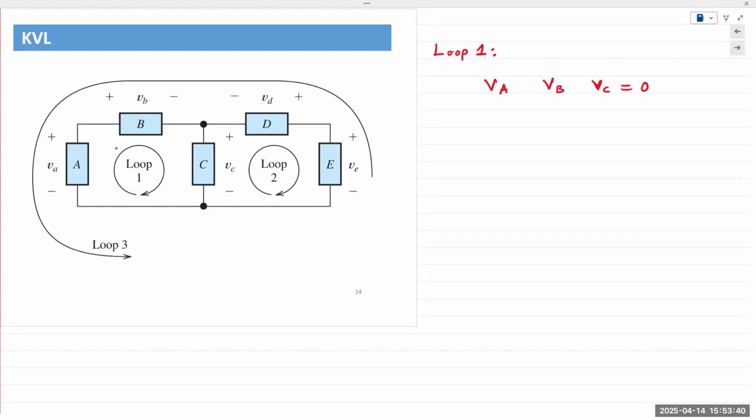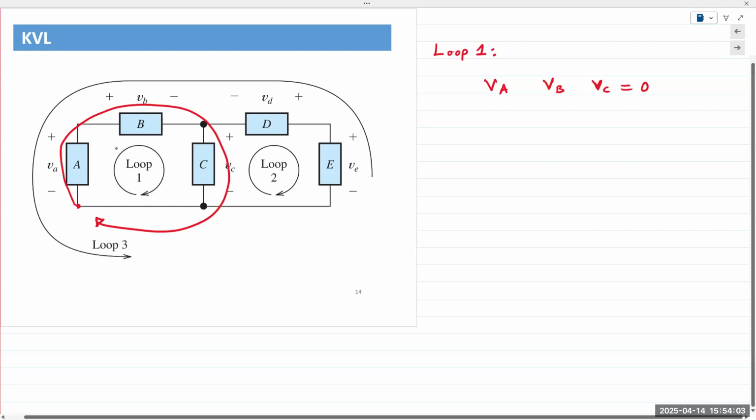So I'm going to go around the loop, starting from one point, going around the loop and arriving at that same point. So it's a closed pathway. If I start at the bottom left corner, which is usually my preference, and start adding the voltages going around clockwise, I end up with 3 voltages, VA, VB, and VC. I always start at the bottom left corner and I always go clockwise.